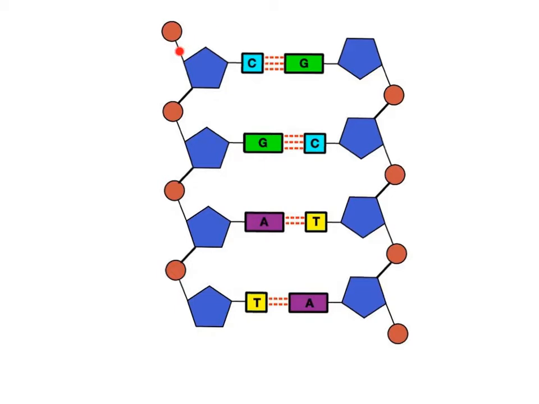The sugar of one nucleotide, colored blue in the illustration, forms a covalent bond with the phosphate group, colored red, of another nucleotide, one after another, to create the long nucleic acid chain. The bases pair up together in DNA in a certain way. Adenine, colored purple, forms hydrogen bonds with thymine in yellow, and cytosine, sky blue, forms hydrogen bonds with guanine in green. These pairing relationships are called the base pair rules.